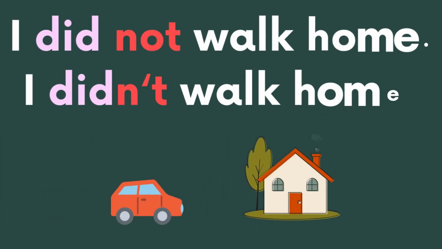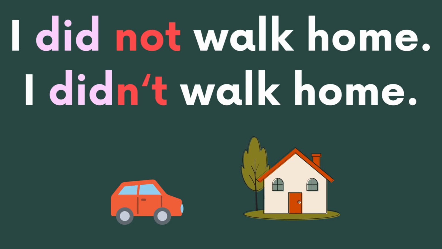Let's look at this sentence as an example. I did not walk home. I didn't walk home. You see, we added did and not before the verb walk. The verb walk stays in its base form. We do not change it to past tense. So instead of walked, we say walk. I did not walk home. I didn't walk home.